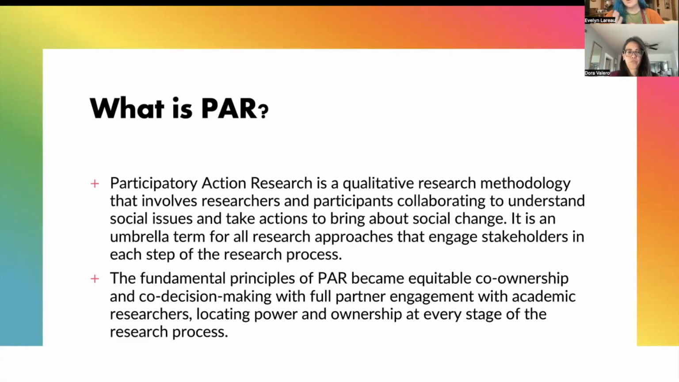First, what is PAR? Participatory action research is a qualitative research methodology that involves researchers and participants collaborating to understand social issues and takes action to bring about social change. It is an umbrella term for all research approaches that engage stakeholders or collaborating others with the research process, and making sure that they're a part of every step of the research process.